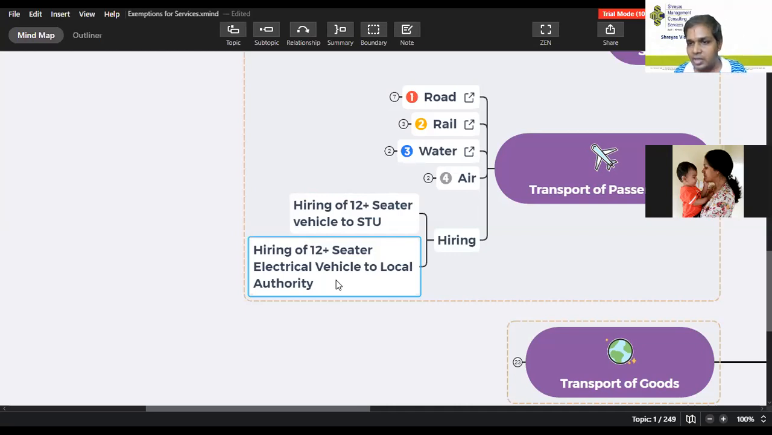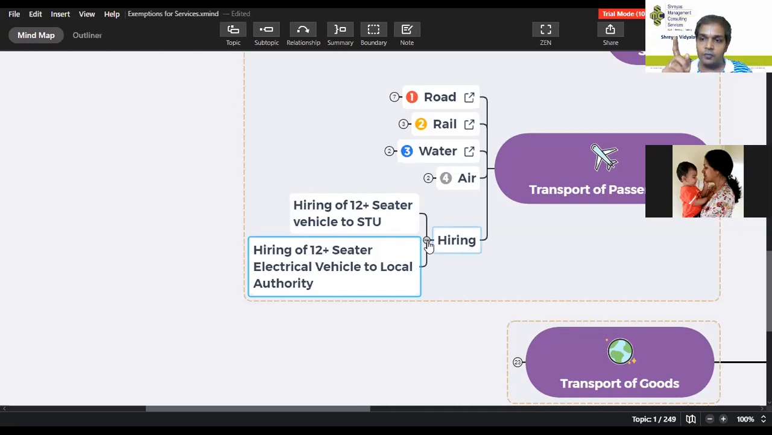Local authority means panchayat, municipality. Giving on hire to them is also a recent amendment made in the law. So if you are a student, it's a very important question for your examination also. So it's about road, rail, water, and air. So that's about it. So we have now seen about transport of goods.